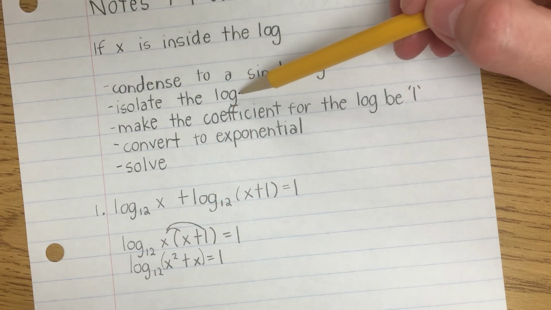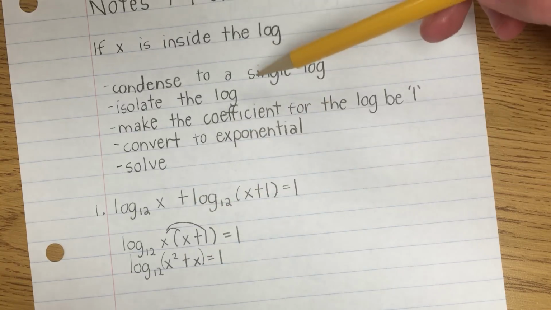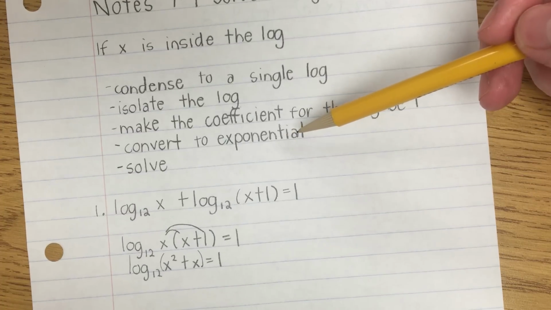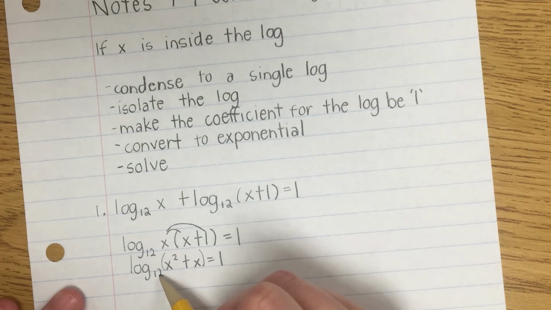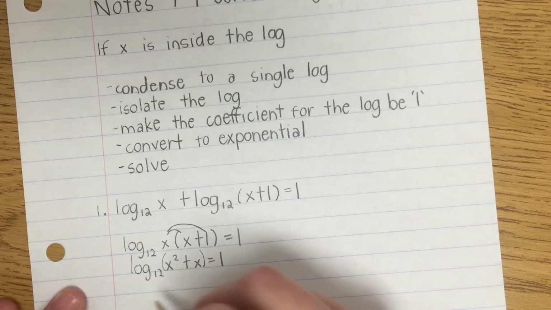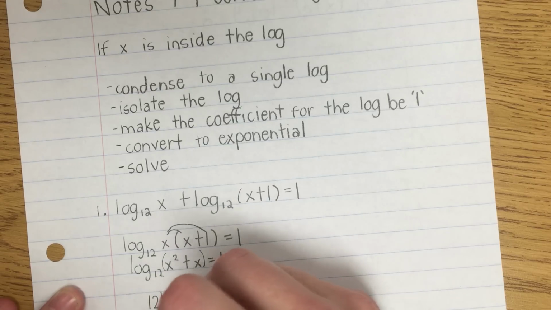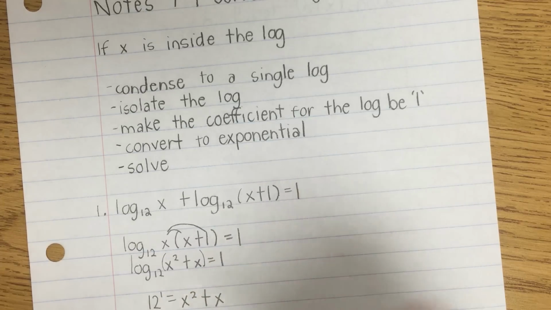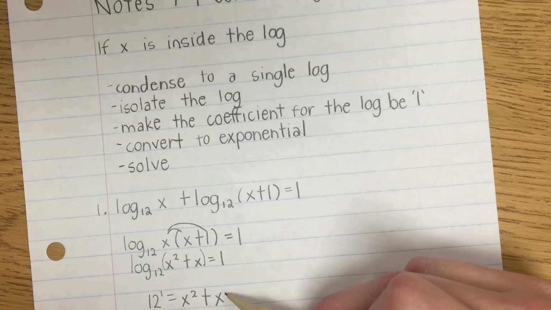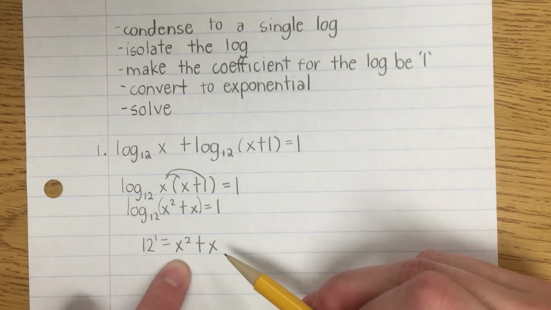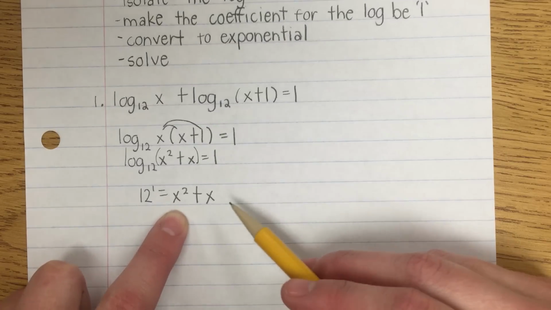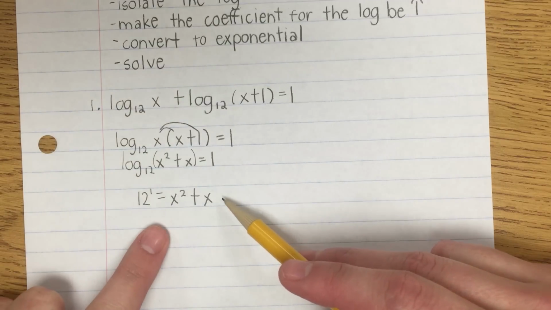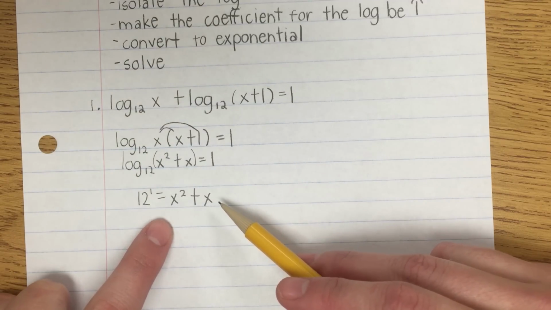So now isolate the log. Well, it already is. It's isolated. Make the coefficient 1. It's already 1. So now convert to an exponential. Okay, so when I convert this to an exponential, I've got 12 to the first equals this x squared plus x. So you'll notice in order to solve this, this is now quadratic. So none of the others were like this. This is quadratic. So like we did the square root equations, you need to get this in standard form, okay?